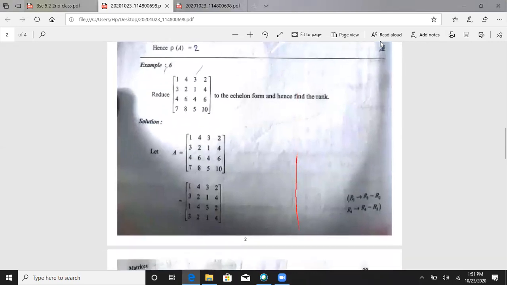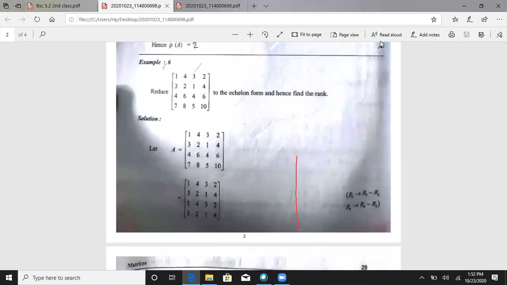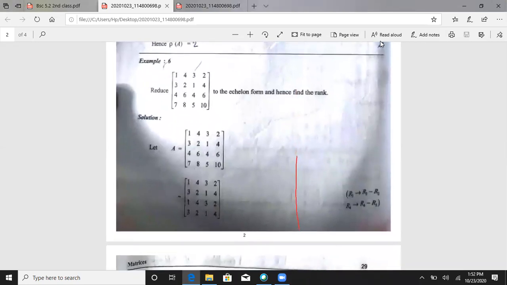Next example. This is a 4 row, 4 column matrix: 1, 4, 3, 2; 3, 2, 1, 4; 4, 6, 4, 6; 7, 8, 5, 10. To find the echelon form and hence its rank. This is a 5 mark question. Okay, first you write A equal to the given matrix.